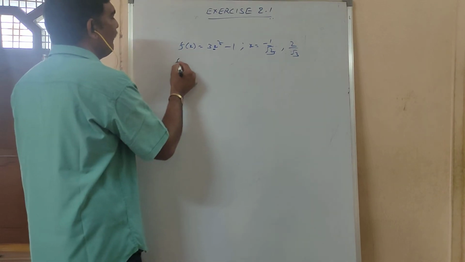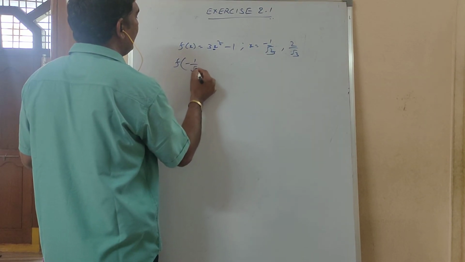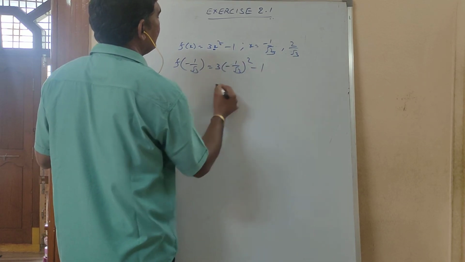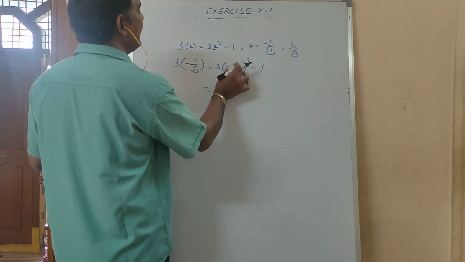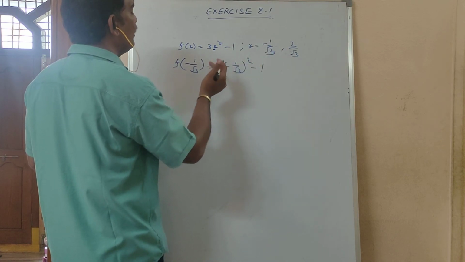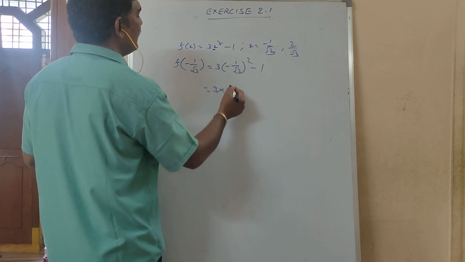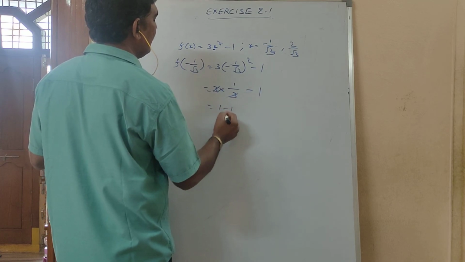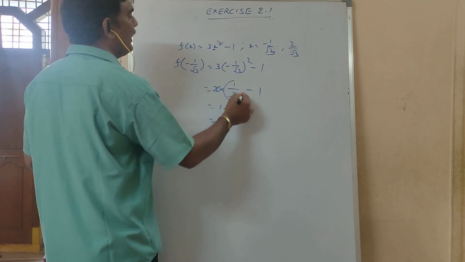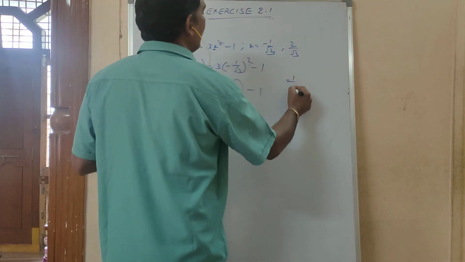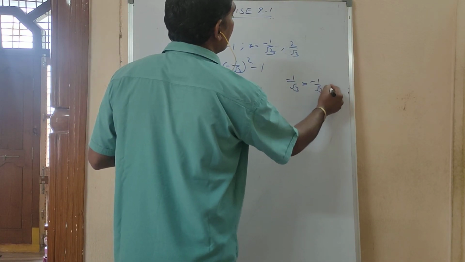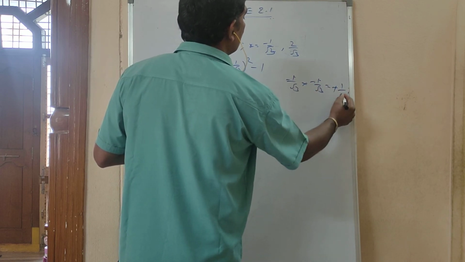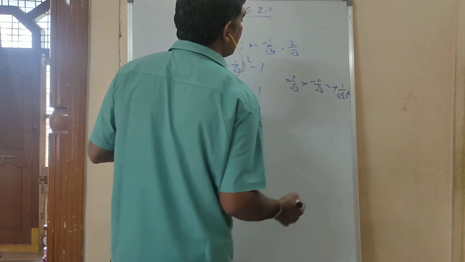Now what you have to do is f of the first one, minus 1 by root 3. 3 into minus 1 by root 3 whole square minus 1. When I say square, you have to repeat the same number one more time and do the multiplication. Minus into minus is plus, 1 by 3, you will get, minus 1. 3 cancels, 1 minus 1 means 0. How did you get this 1 by 3? Minus 1 by root 3 into minus 1 by root 3. Minus into minus is plus, 1 into 1 is 1. Root 3 into root 3 is root 3 square. The square root cancels. 1 by 3.